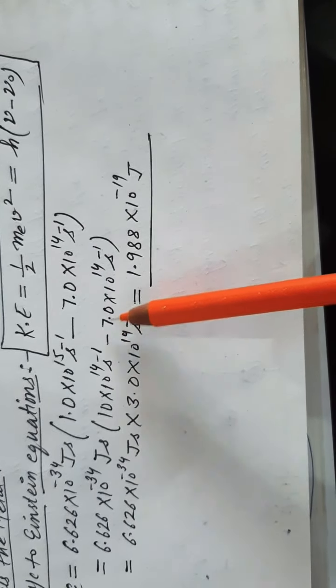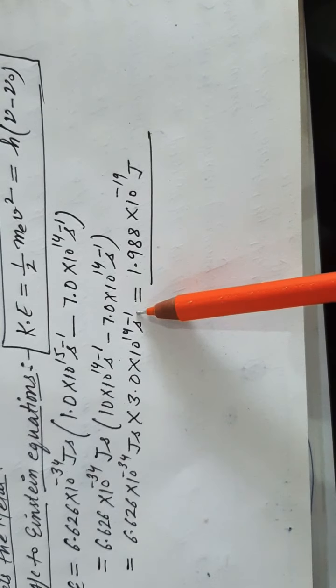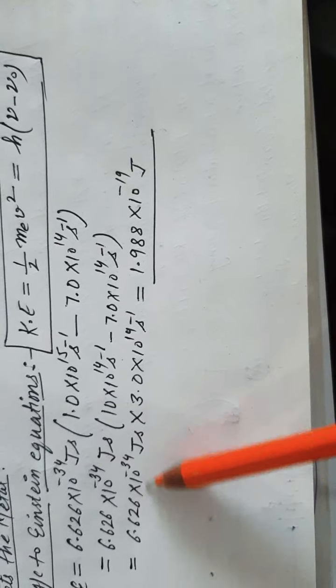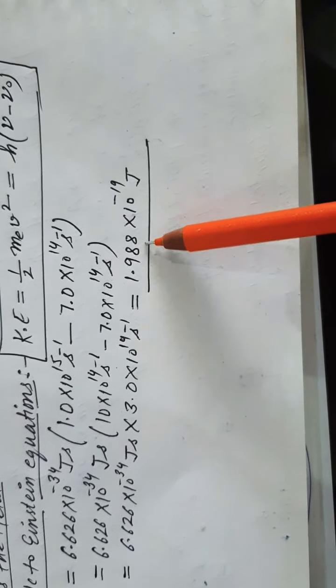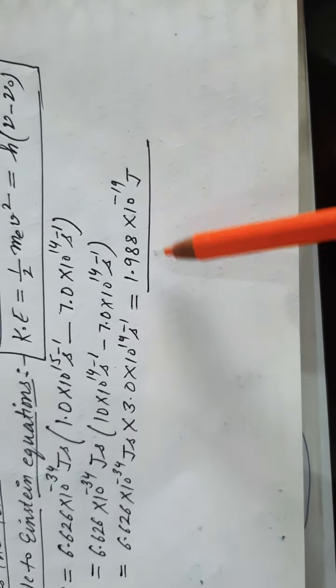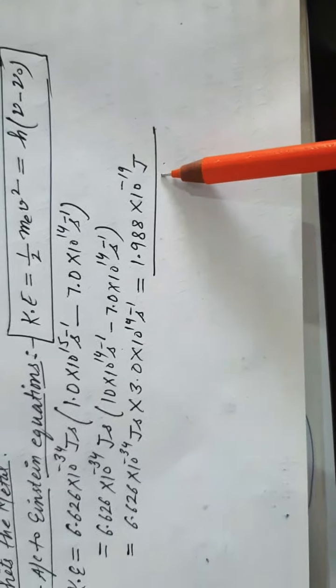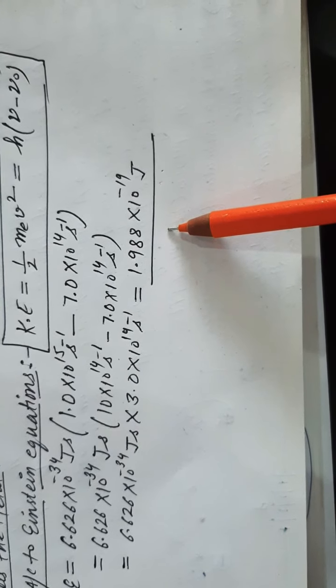10 minus 7 is equal to 3. 3 into 10 raised to power 14 second inverse is multiplied by the Planck constant, and the energy will be equal to 1.988 into 10 raised to power minus 19 joule. That is the kinetic energy, and it can be calculated in kilojoule by dividing by 1000.